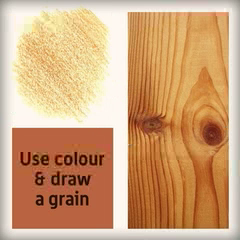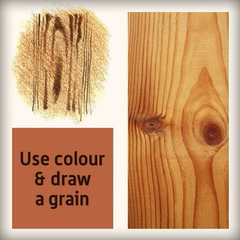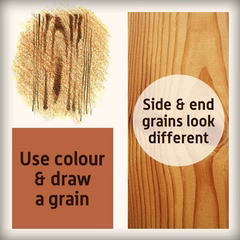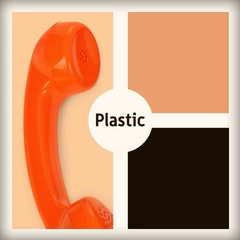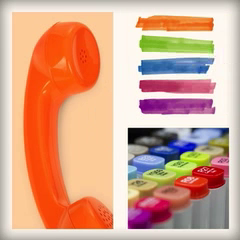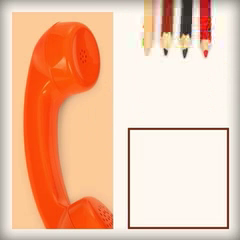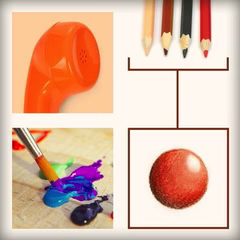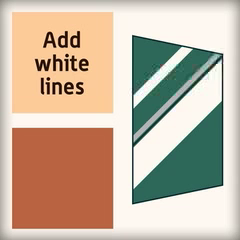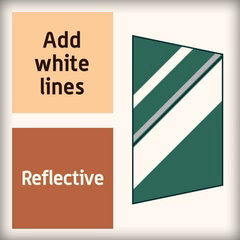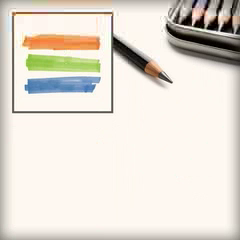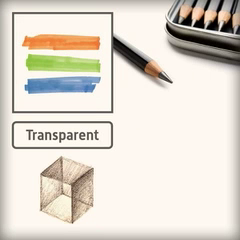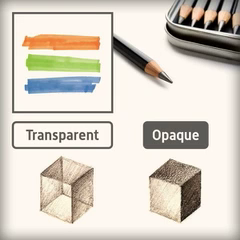For wood, use colour and draw a grain using more than one colour to get the right shade, and remember that the side and end grains need to look different. For plastic, there are a few ways of doing it. Marker pens are good at achieving the look of plastic, or use soft coloured pencils or poster paints. If you add white lines to a surface, it can make the item look reflective. Pale coloured marker pens or pencils can be used to make an object appear transparent, and dark colours look opaque.